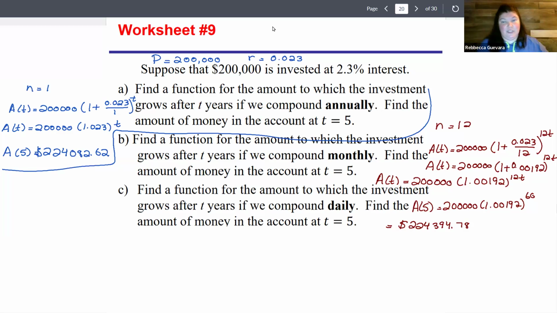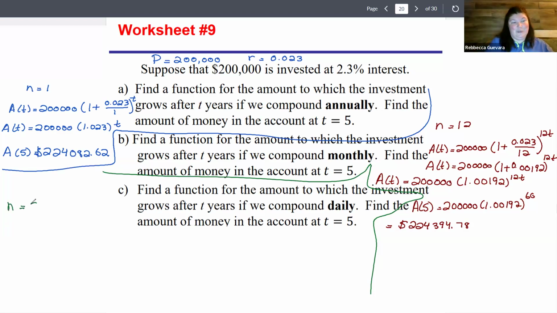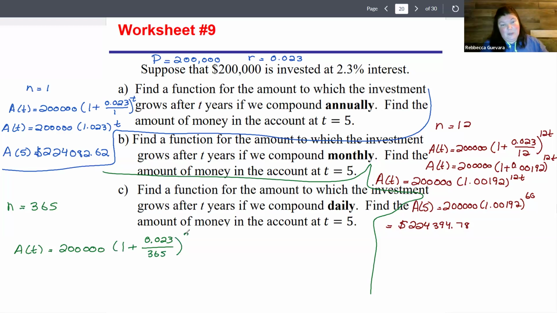And then for my last one, C. C here is going to be compounding daily. So then N is going to be 365. So A of T is going to be your 200,000 times 1 plus 0.023 divided by 365, and then to the power of 365t.